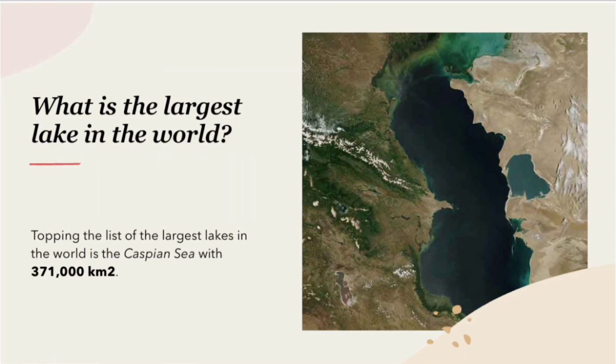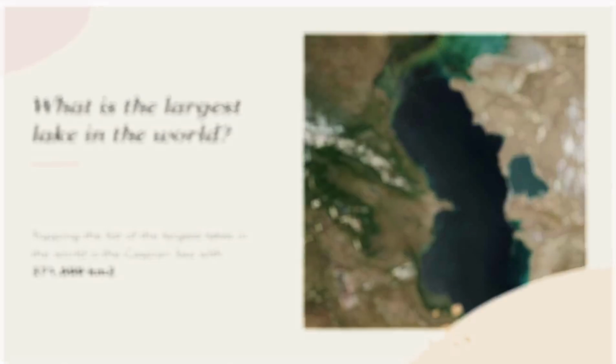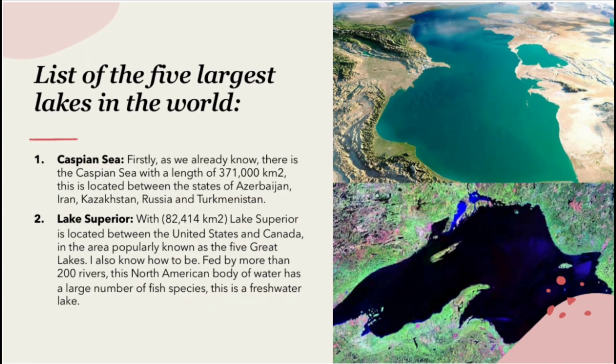List of the 5 largest lakes in the world. First, the Caspian Sea, with an area of 371,000 square kilometers, is located between the states of Azerbaijan, Iran, Kazakhstan, Russia, and Turkmenistan. Second, Lake Superior, with 82,414 square kilometers, is located between the United States and Canada in the area popularly known as the Five Great Lakes. This North American body of water has a large number of species of fish in the freshwater lake.